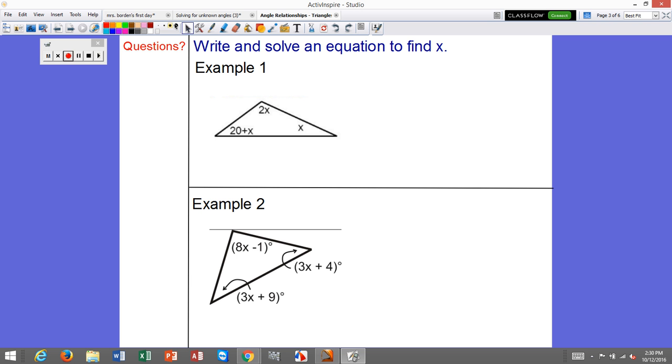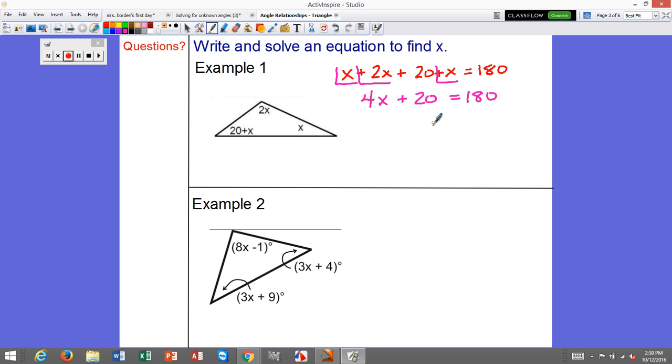So let's use that understanding that all three angles inside a triangle equal 180 to calculate the value of x and solve for the missing angle measures. So if we know that all three angles together sum equals 180, then we can write the equation x plus 2x plus 20 plus x equals 180. Okay? We now need to combine like terms. So we can see that we have x, 2x, and x. All three of those are like terms, giving us a total of 4x plus 20 equals 180 degrees.